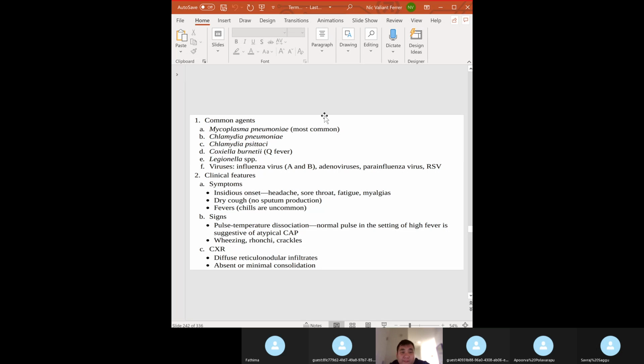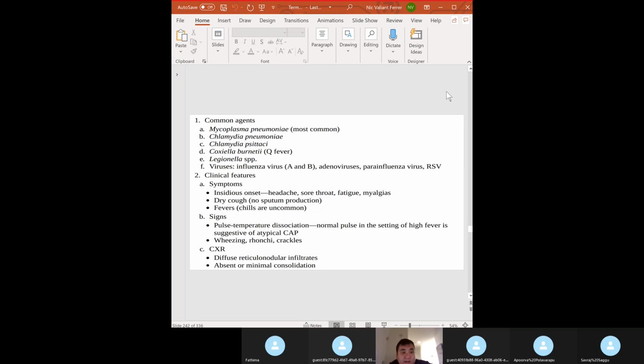Common agents in atypical pneumonia, mycoplasma high yield, that's the most common. You can read the rest. Symptoms, insidious dry cough, fever. You have a pulse temperature dissociation. In X-ray, you have diffuse reticulonodular infiltrates. This is also called walking pneumonia. The X-ray is severe, but physically, they're fine.